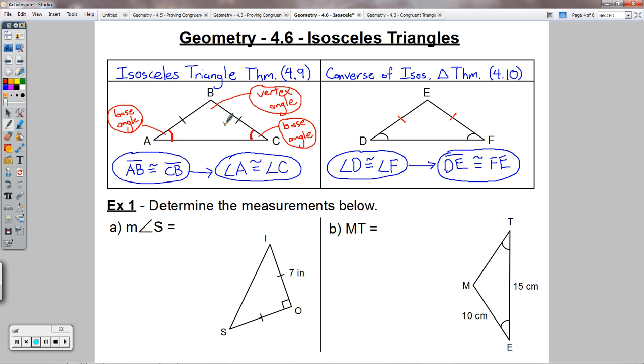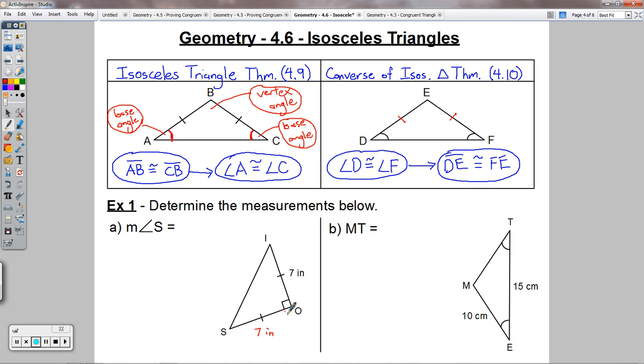So let's use these two theorems now to say some stuff about the triangles that we see in some examples down here. Determine the measurements below. We're going to find the measure of angle S in this one, and we're going to find the distance from M to T on this one. It looks like for the measure of angle S, I could say some other stuff about this. I'm going to use my different color now, so this is what was started with in here. I could say this is true, although that's not really needed to solve the problem. This is the same as this, so we have an isosceles triangle.